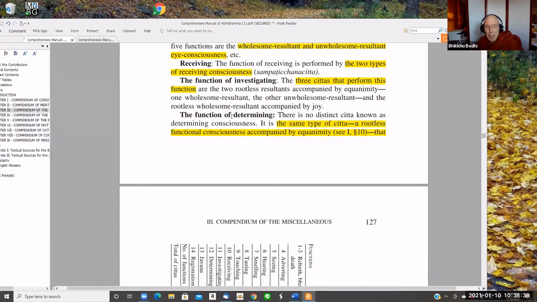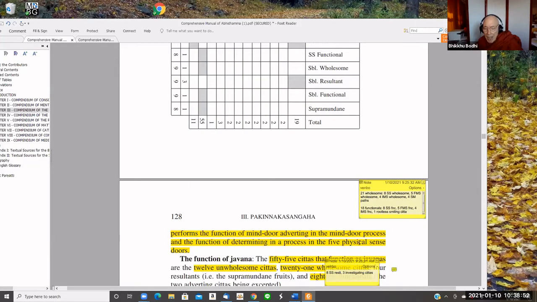Okay, then the function of determining. Now it's said that there's no distinct citta known as a determining consciousness, but rather it's the same type of citta that in the mind door process performs the function of mind door adverting. In a sense door process it performs the function of determining the object. So it's one type of citta which can perform two distinct functions.